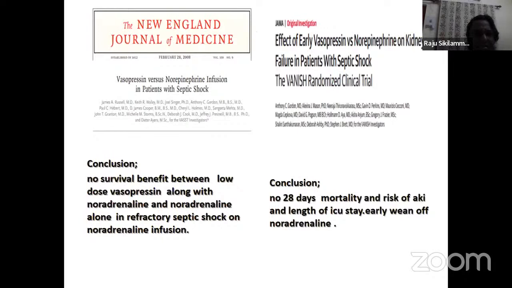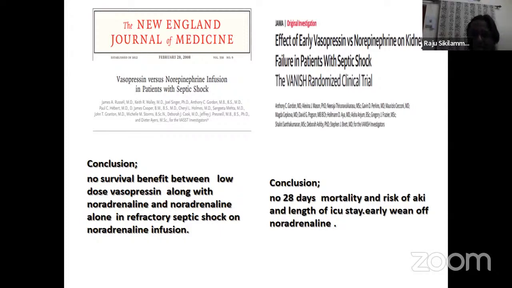The VAST trial in NEJM was a vasopressin versus norepinephrine infusion in patients with septic shock. The conclusion was no survival difference between low-dose vasopressin along with noradrenaline and noradrenaline alone in refractory shock. There is no mortality benefit from using a single agent, vasopressin or norepinephrine. Neither of them shows a benefit.